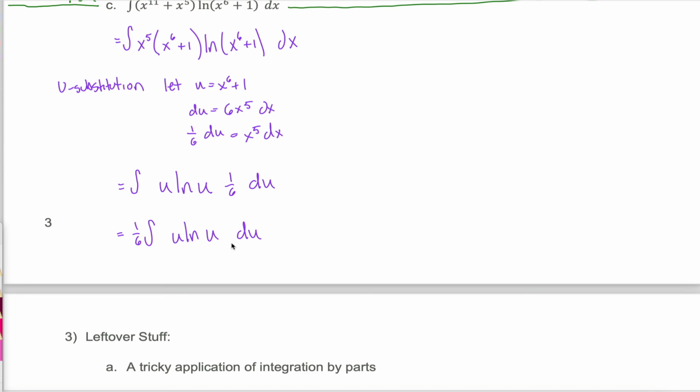Good news and bad news. The good news is this is significantly easier to take the antiderivative of. Bad news is we're going to need to use integration by parts. We got something times something.